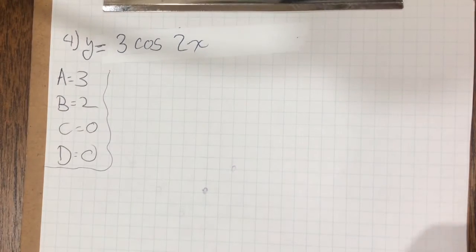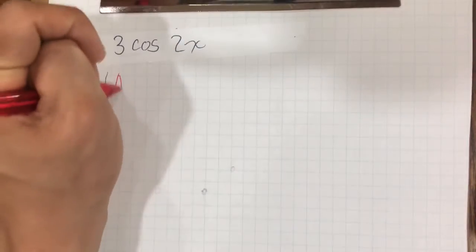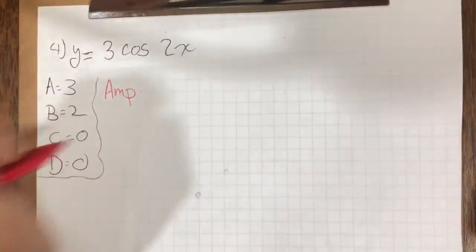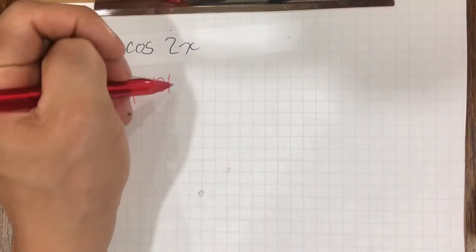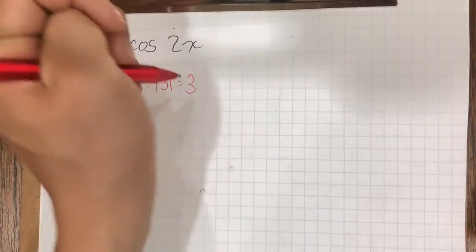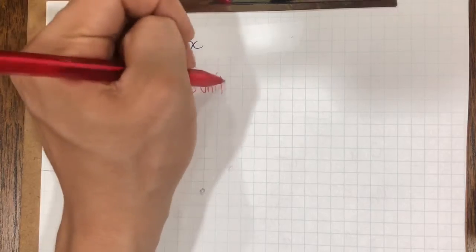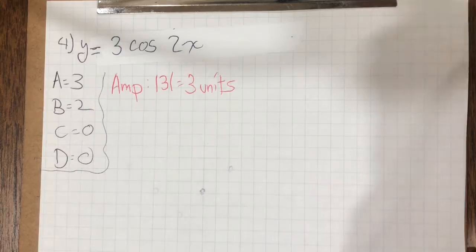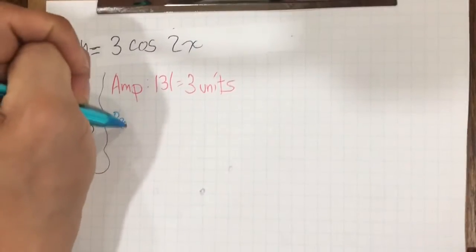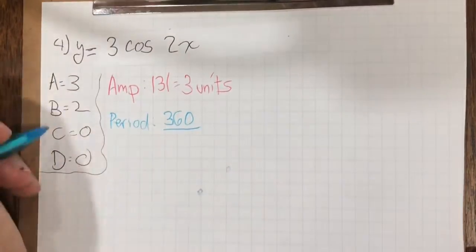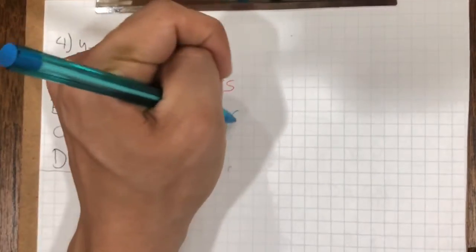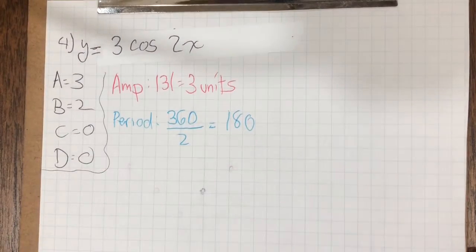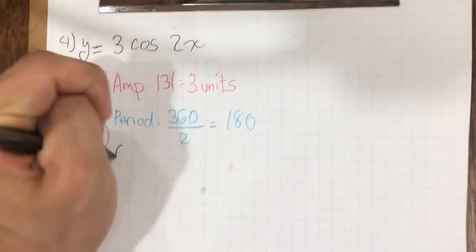All right, let's go ahead and figure out the amplitude. If I take the absolute value of +3, I still get +3. So my amplitude is 3 units. Then I have the period. For the period, you take 360, divide that by b, which is 2, and that should get you 180 degrees. Then we have quarters.